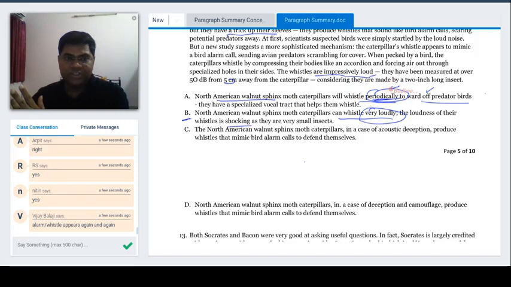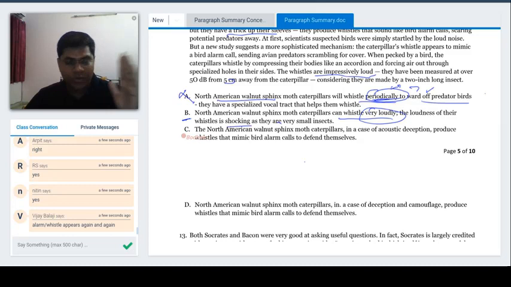So the point is, when you look for the right things in the easy equation, you will come across the right things very quickly. So A goes out. B says North American walnut sphinx can visit very loudly. The loudness is shocking. It's a very perfect option, no problem. There is nothing wrong with the option.